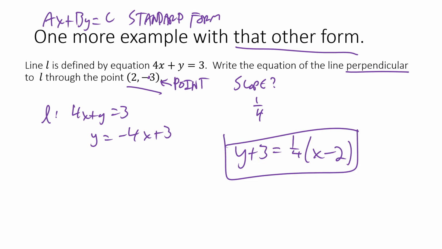That's it. I tell my calculus kids that you should be able to write point-slope form in your sleep. If you have a point and you have a slope, you've got to be able to get it to point-slope form. It's not that bad. Just y minus the y-coordinate equals the slope times x minus the x-coordinate. And that's all there is to it.